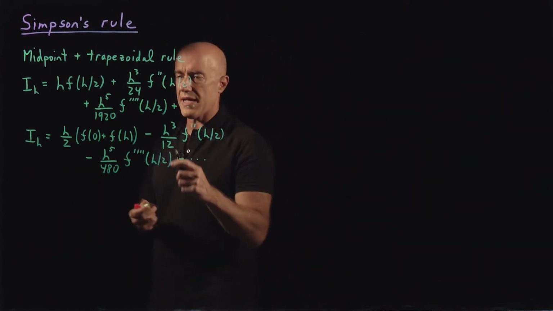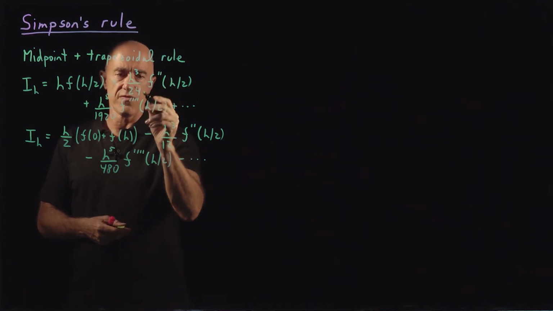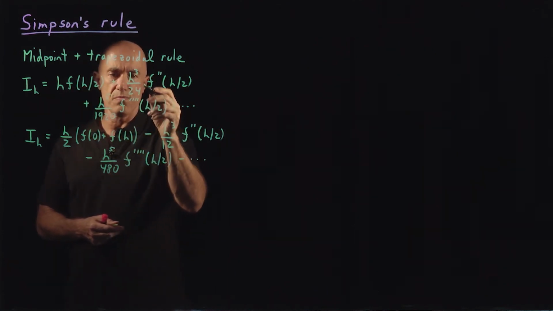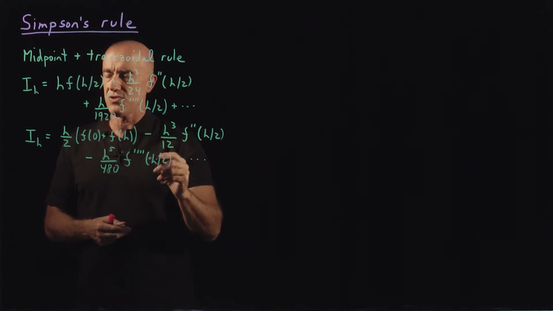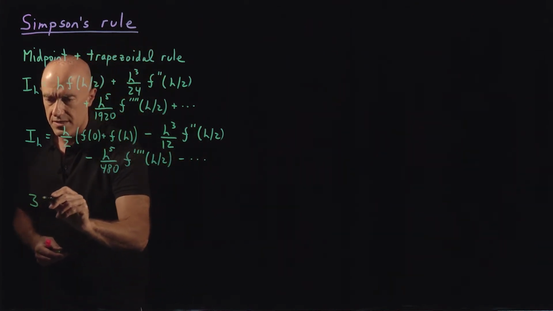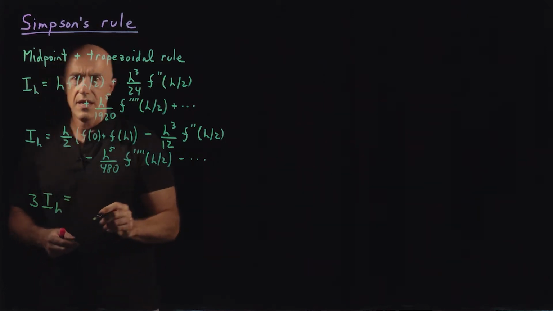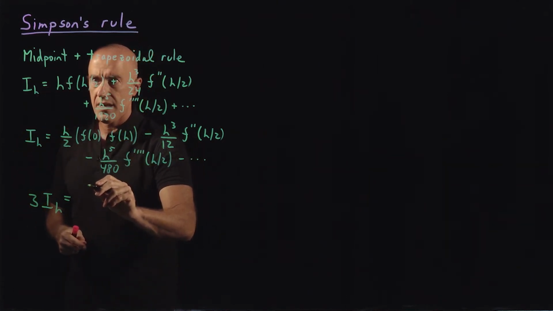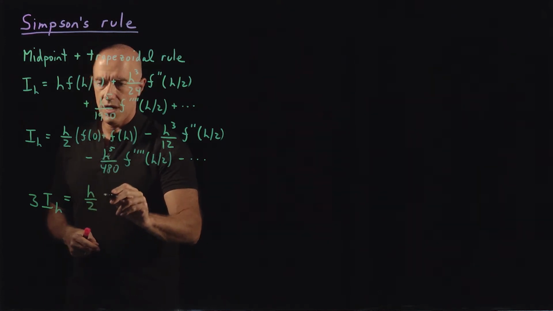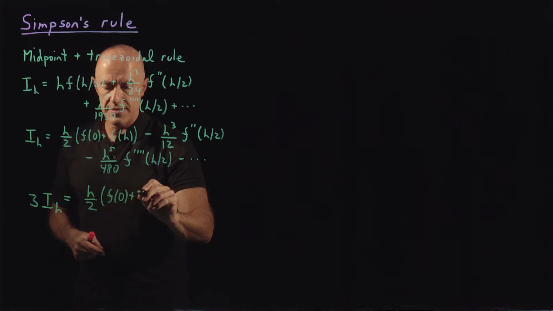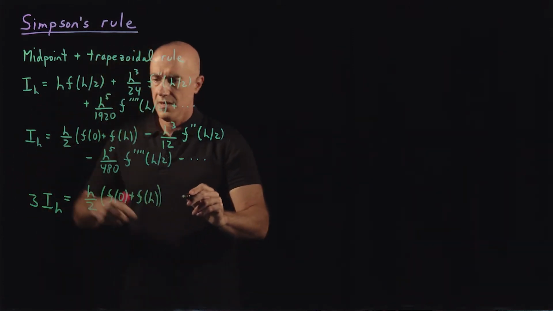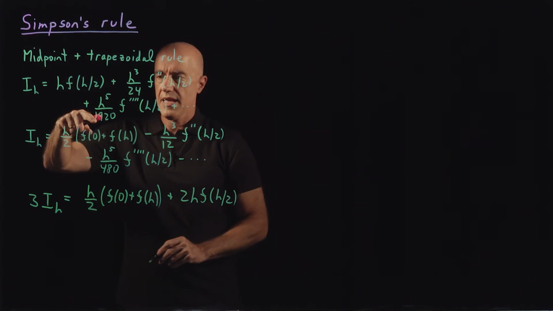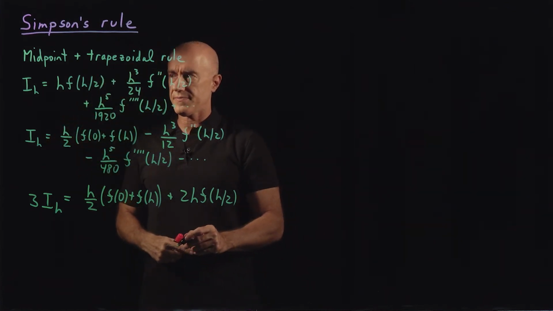So let's combine them. So we have an h cubed over 24 and a minus h cubed over 12. So if we multiply the midpoint rule by 2 and add it to the trapezoidal rule, we'll get 3 times I sub h. And then we're adding this one plus twice this one. So we have h over 2 times f of 0 plus f of h plus 2h f of h over 2, right? And then the h cubed cancels.